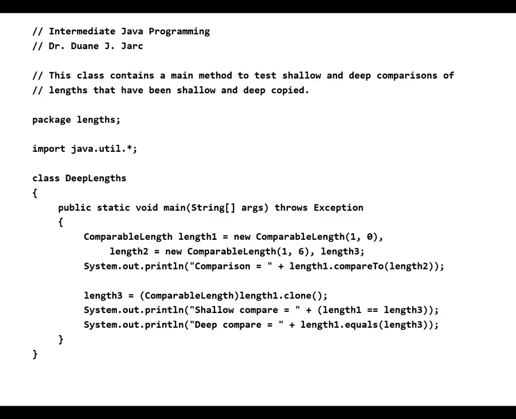Now let's examine the DeepLengths class that contains a main method to enable us to test the ComparableLength class. It instantiates two ComparableLength objects. It then calls compareTo to compare those two lengths. It then clones the first length and then performs both a shallow and deep comparison of the original object and its clone. As we have often suggested, this is a program that you should use to test your understanding. Try to predict the output of this program before we run it.